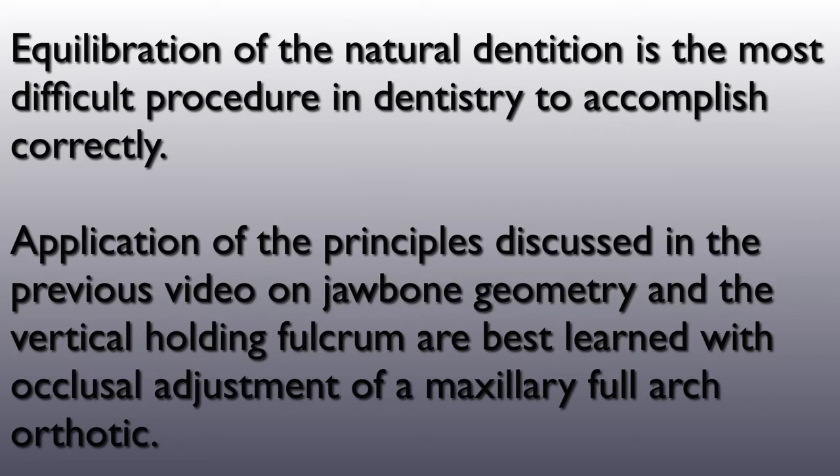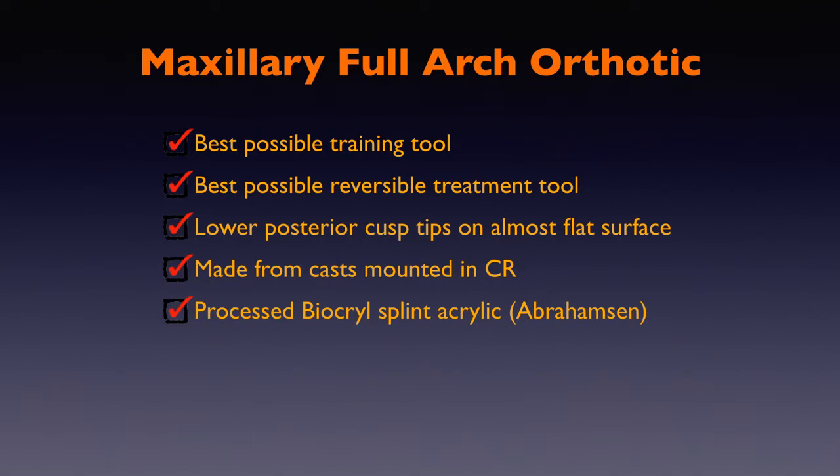Application of the principles discussed in the previous video on jawbone geometry and the vertical holding fulcrum are best learned with occlusal adjustment of a maxillary full arch orthotic. That is because it is the best possible training tool. It's the best possible reversible treatment tool. One uses the lower posterior cusp tips on an almost flat maxillary surface. It's made from casts mounted in Centric Relation, and it is a processed bioacryl splint acrylic.